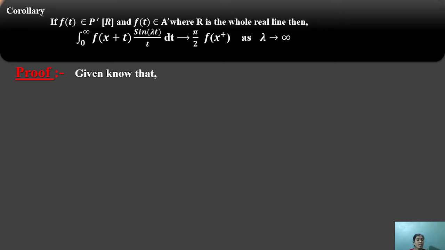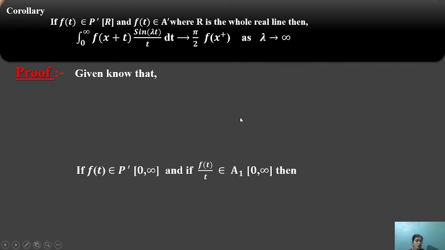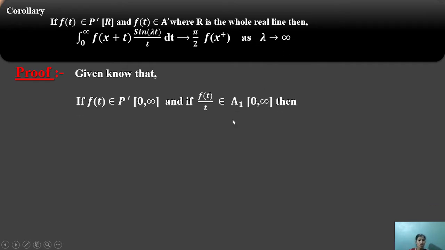If f(t) is an element of P'(R) and f(t) is an element of A'(R), where R is the whole real line, then the integral from 0 to infinity of f(x+t) sin(λt)/t dt tends to (π/2) f(x+) as λ tends to infinity. This will be the corollary.